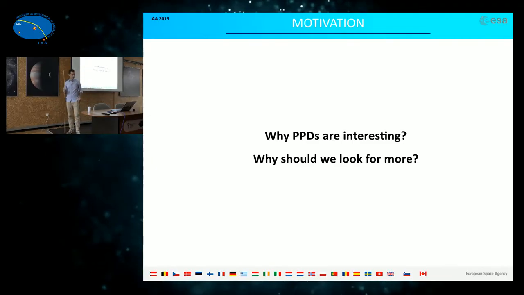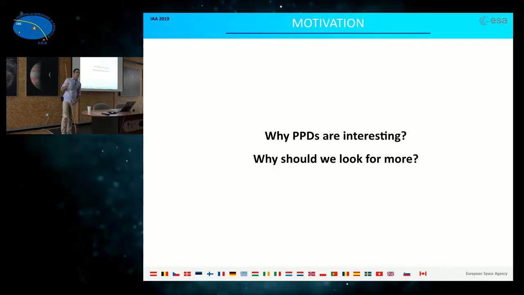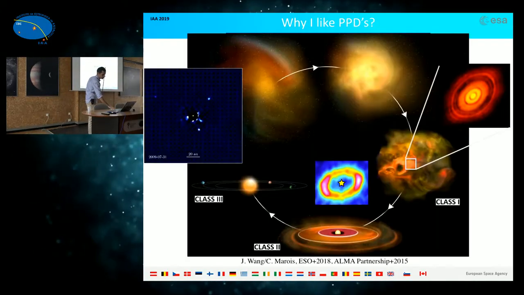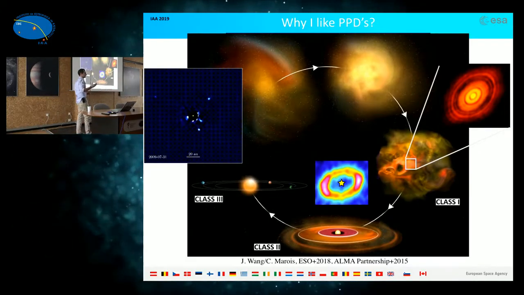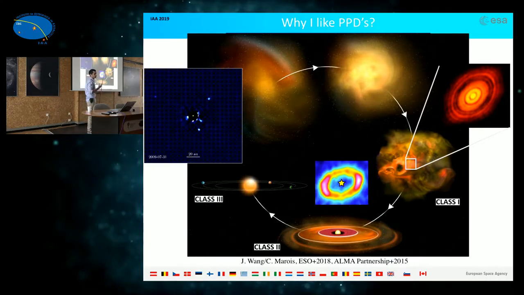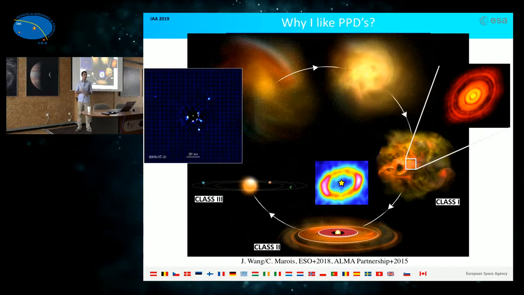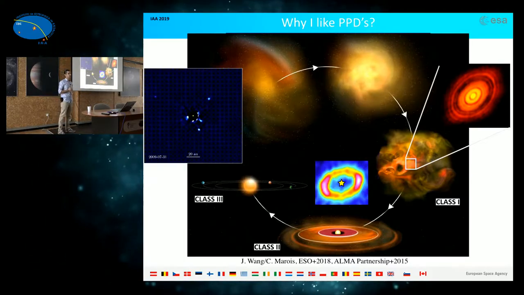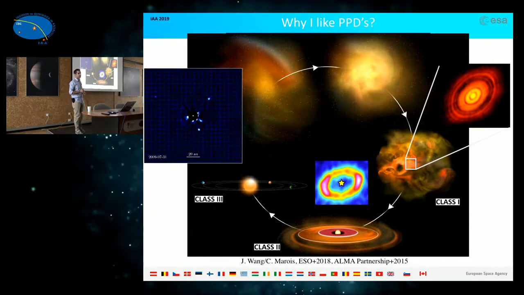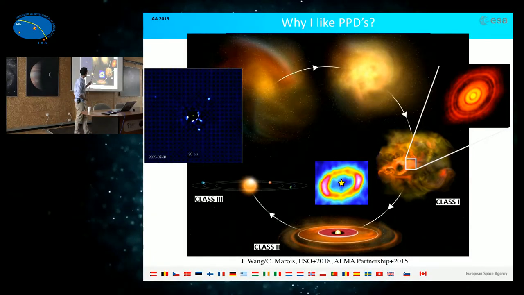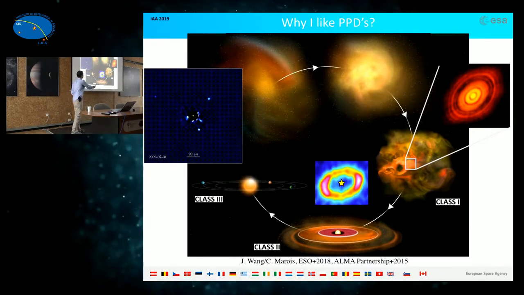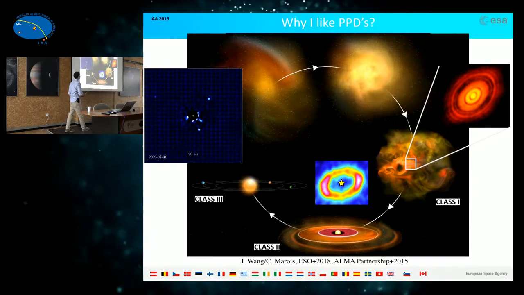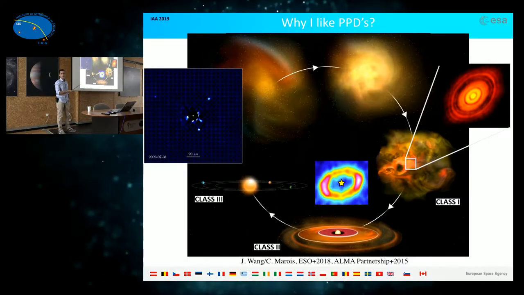So let's go to the beginning, to the motivation: why protoplanetary disks are interesting, and again, why should we look for more? I'm assuming that some of you are not really familiar with protoplanetary disks, pre-main sequence stars, or early stellar evolution, so that's why I include this very simple sketch where I'm showing the early stages of a stellar evolution. Those are artistic impressions of the entire process, and those seem to be artistic, but they are not artistic impressions at all. Actually, they are real observations.